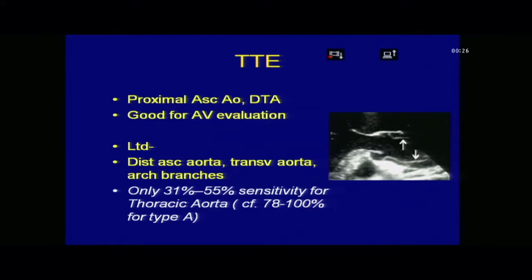This is the slide which I showed you the day before also, but the important thing to remember here is that unlike in type A dissection, where the sensitivity is 78 to 100%, for type B dissection the sensitivity of transthoracic echocardiography falls to only 31 to 55%. So it's not the screening modality of choice. If you have a strong suspicion, go for a cross-sectional imaging.